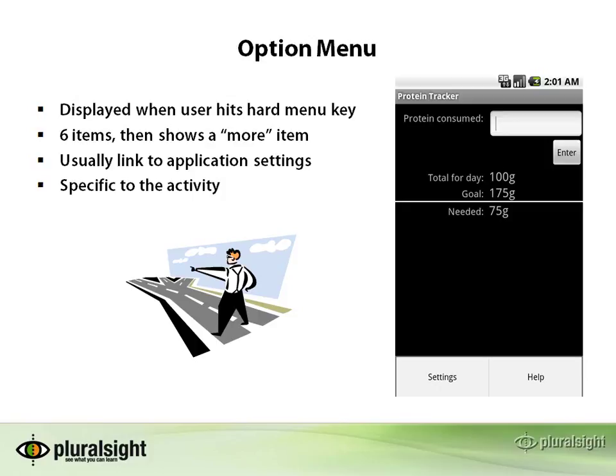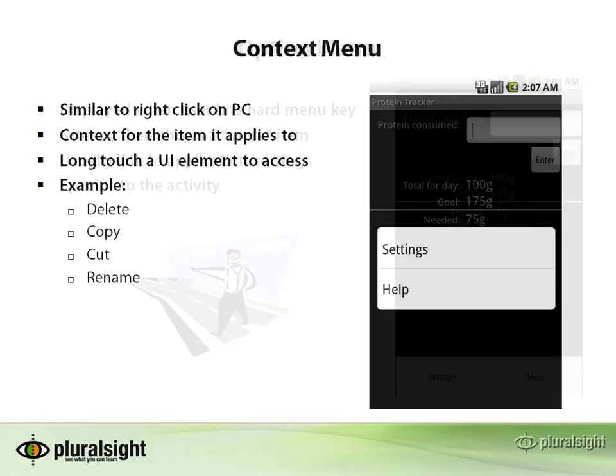So that's all there is for the option menu, and we'll go over how to create one a little bit later, but you're going to want to use one in the case that you have some context that's very specific to an activity or general to your application, settings, help, things like that.